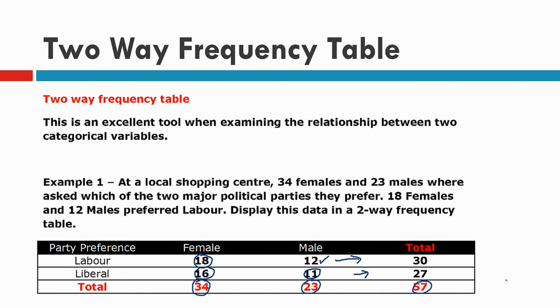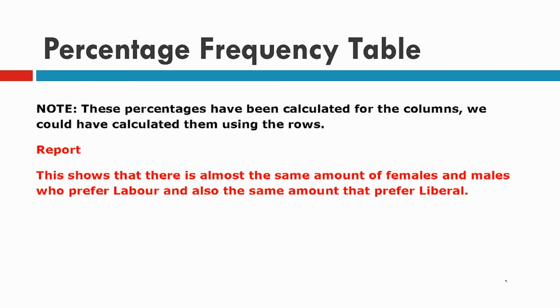And we said, look, females were in front for both of them, but when we look at the percentage, it was actually males that were on top for Liberal, 47.8%. So be careful with that.